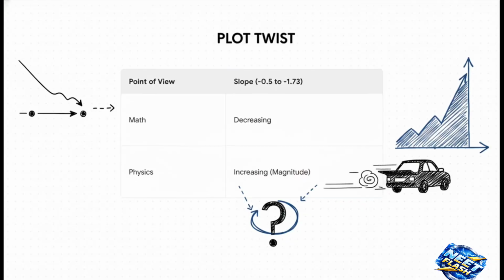Ready for the massive plot twist? Because there's a huge difference between these two worlds. From a strict math point of view, if a value drops from negative 0.5 down to negative 1.73, the slope is technically decreasing, right? Because the number is getting smaller on a standard number line. But from the physics point of view, that negative sign merely indicates direction. It's like a car speeding up in reverse. So the actual magnitude of the slope, the pure physical steepness of that motion, is actually increasing.